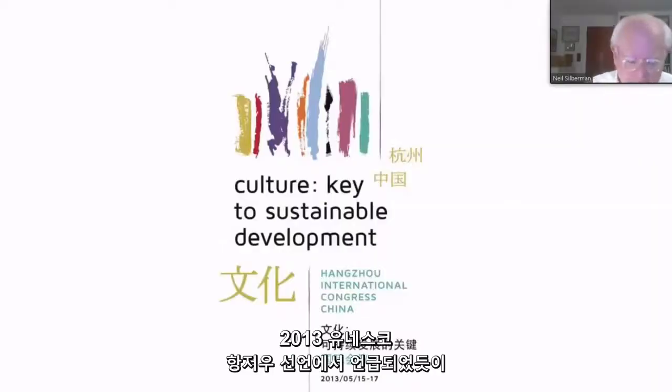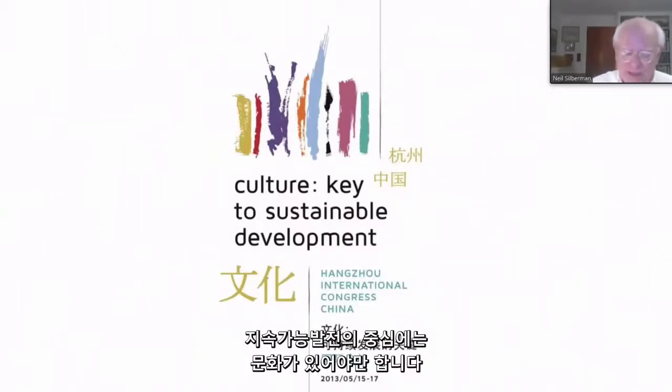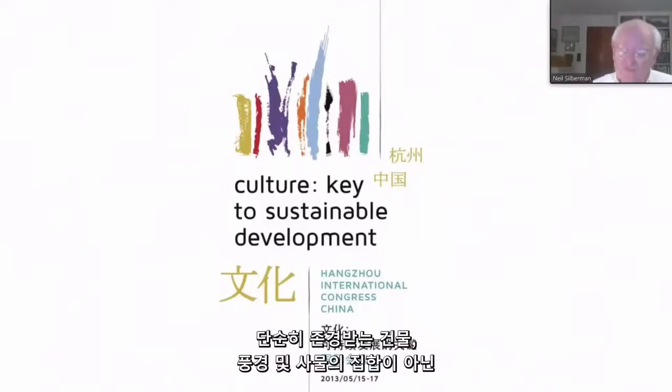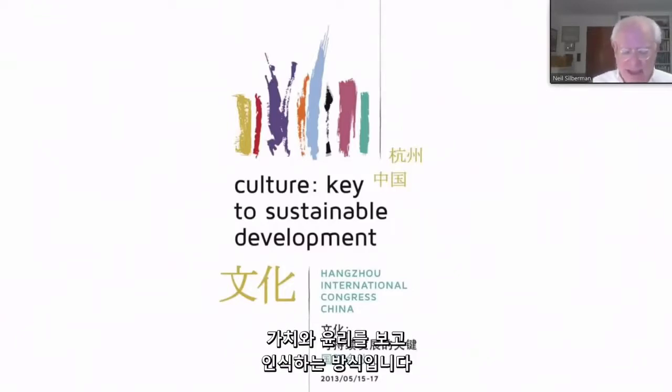As noted in UNESCO's 2013 Hangzhou Declaration, culture must be placed at the center of all plans for sustainable development. Culture and cultural heritage in this perspective is a way of seeing, a way of perceiving values and ethics, not merely a collection of venerated buildings, landscapes, and things.